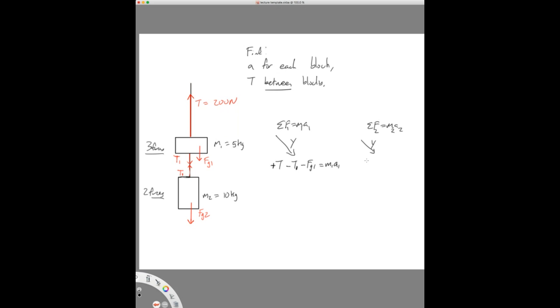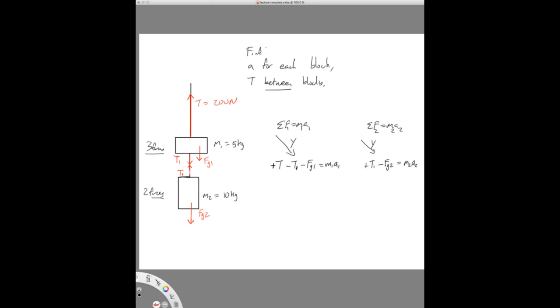Now let's go to mass 2. Here we have T1, and we have force of gravity 2, and on the right-hand side, M2 times A2. And the signs are such that the T1 should be positive because it points upward when it acts on mass 2, and force of gravity 2 points downward. So we get a minus sign for that.